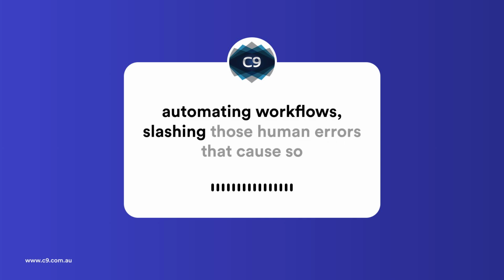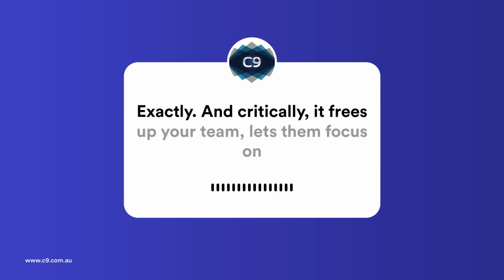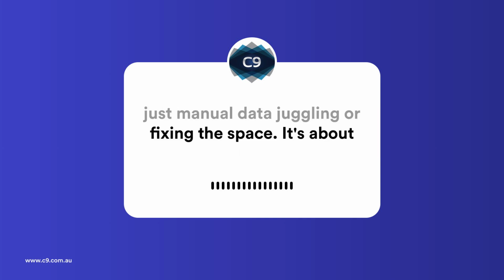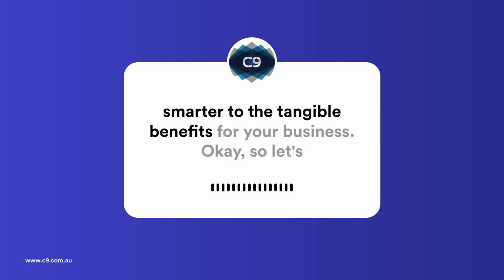It means automating workflows, slashing those human errors that cause so many headaches. Yeah, the ones that ripple through departments. Exactly. And critically, it frees up your team, lets them focus on core business activities, innovation, customer service, not just manual data juggling or fixing mistakes. It's about enabling people to be more productive, more engaged, working smarter, too. The tangible benefits for your business.